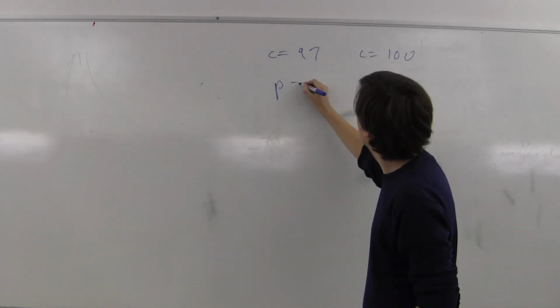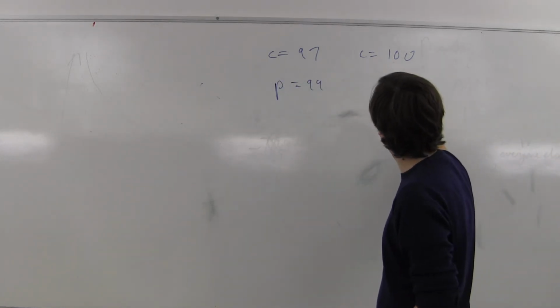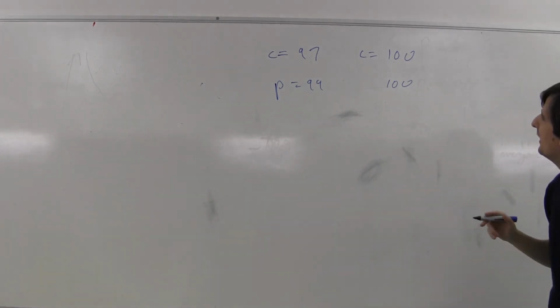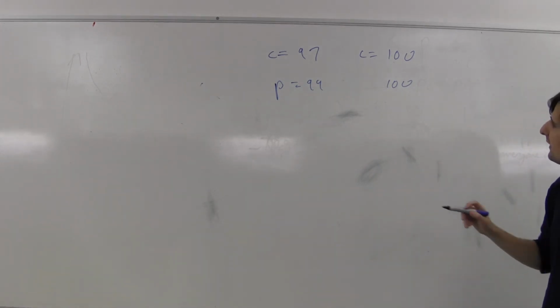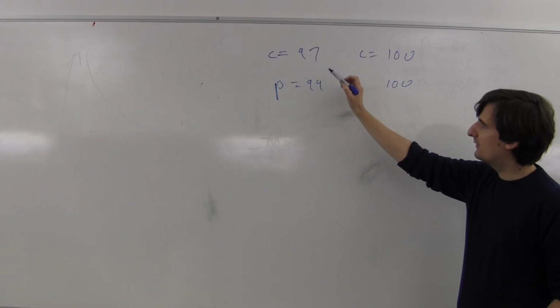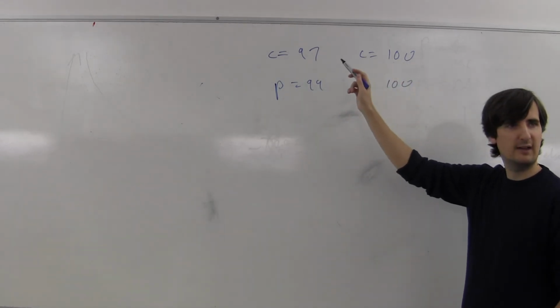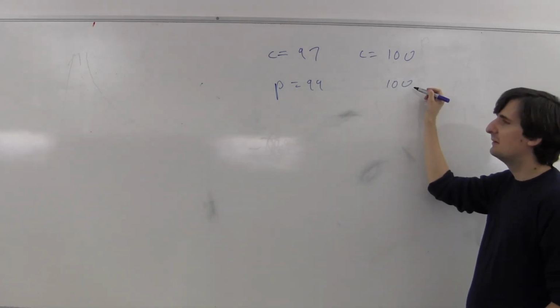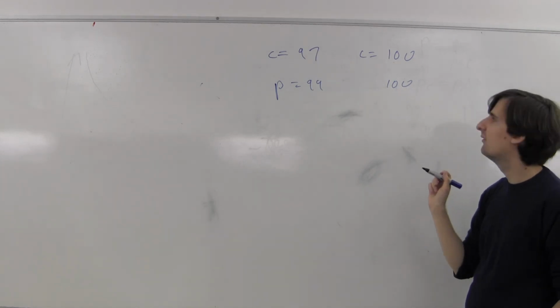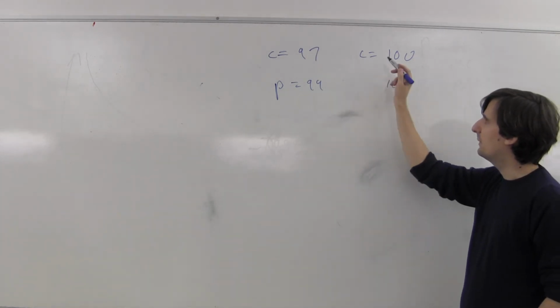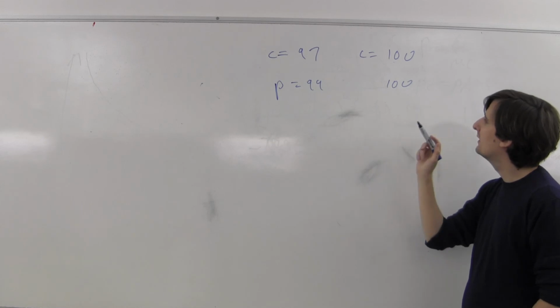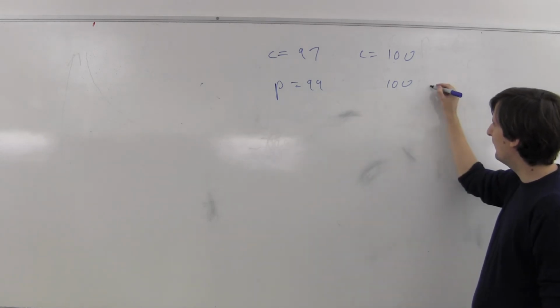Okay, so 99 and 100. This firm doesn't want to deviate upwards because then it's sharing the market. This firm doesn't want to deviate down because then it would be selling below marginal cost. So this is an equilibrium.